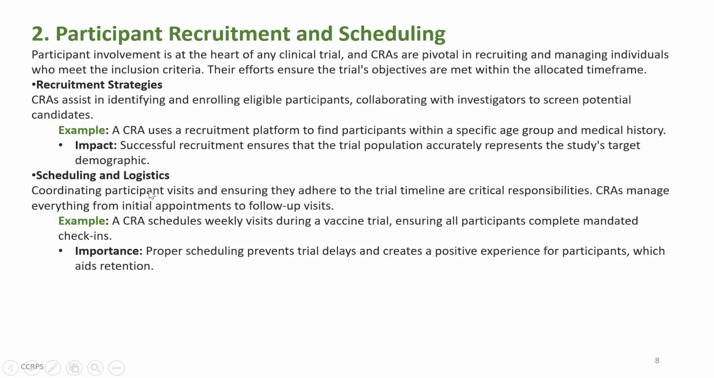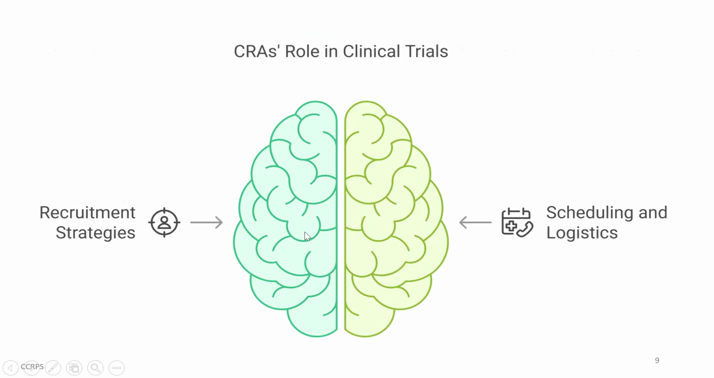Scheduling and logistics. Coordinating participant visits and ensuring they adhere to the trial timeline are critical responsibilities. CRAs manage everything from initial appointments to follow-up visits. Example: a CRA schedules weekly visits during a vaccine trial, ensuring all participants complete mandated check-ins. The importance here: proper scheduling prevents trial delays and creates a positive experience for participants, which aids retention. And here is a diagram on the CRA's role in clinical trials.